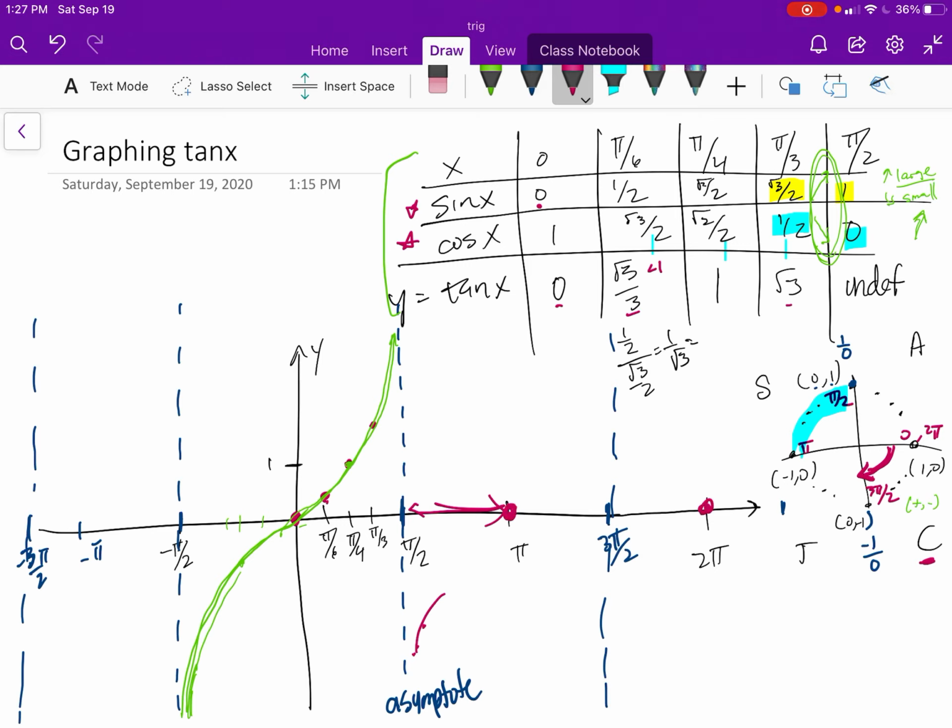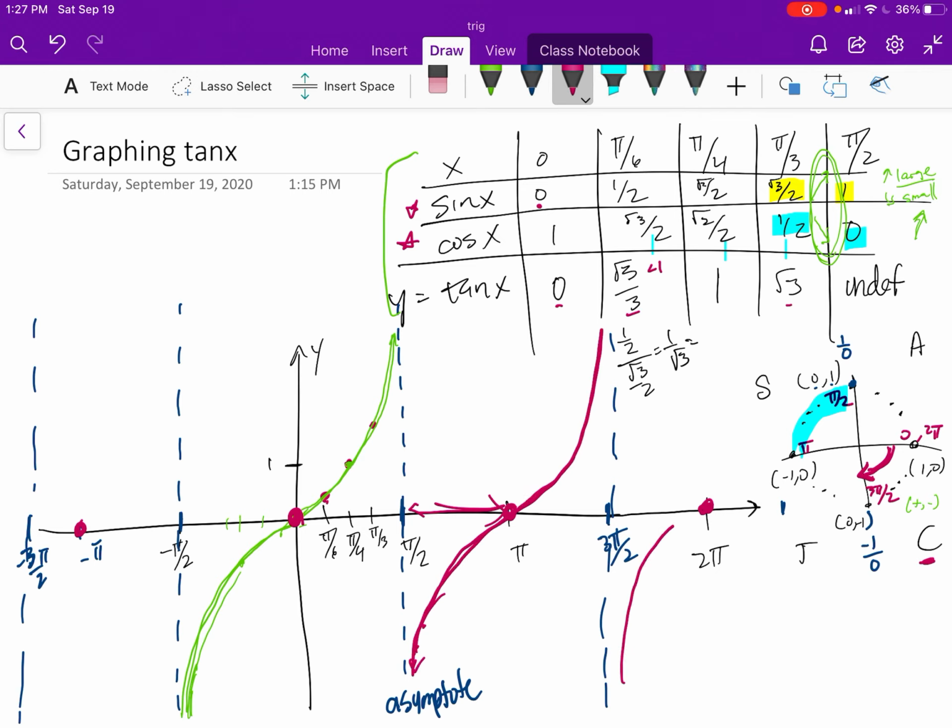Every pi we get 0, right? At pi we get 0. At 2 pi we get 0. At 0 we have 0. At negative pi we have 0. But then it just follows this pattern, and it has this curvature.